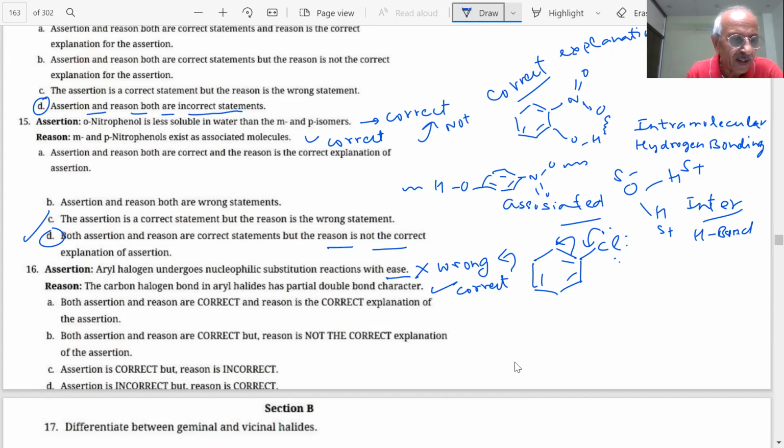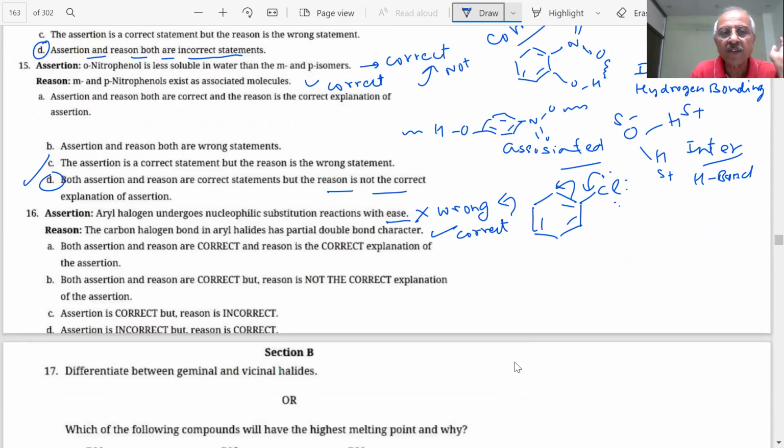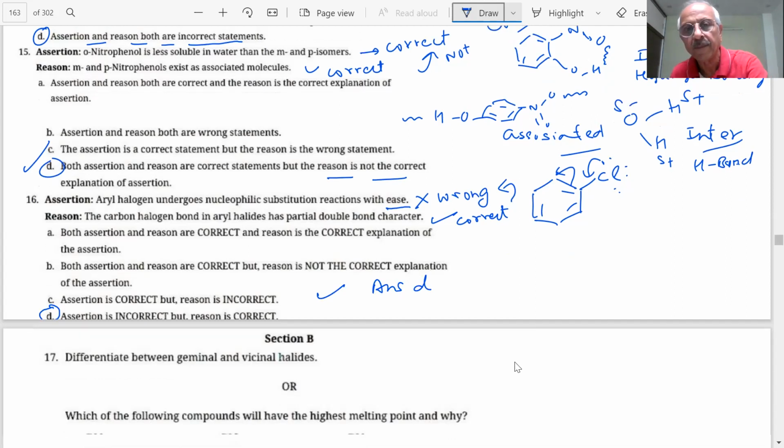So students, the assertion is incorrect and the reason is correct. Where is the answer? What are the choices? Assertion is wrong, so there is no question of any reason here. Assertion incorrect, but reason correct. Answer is D. Okay.